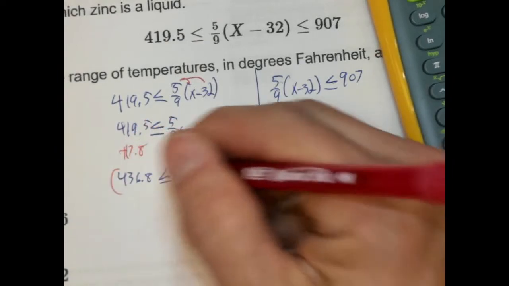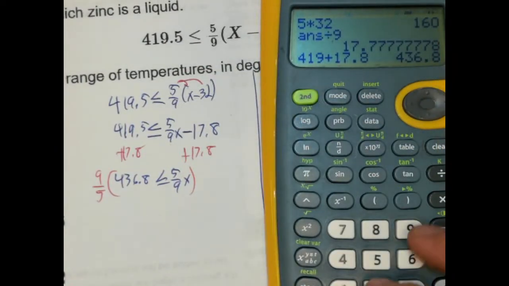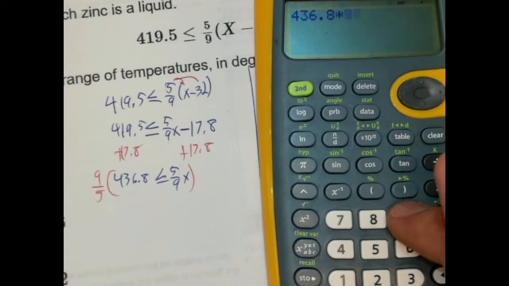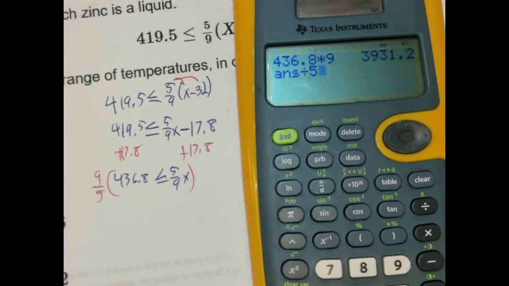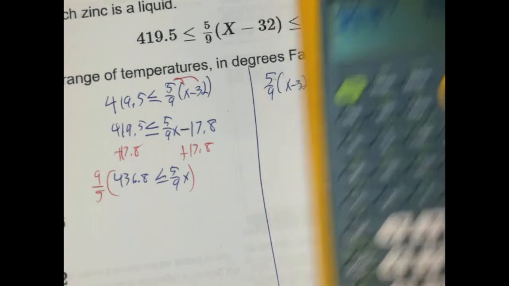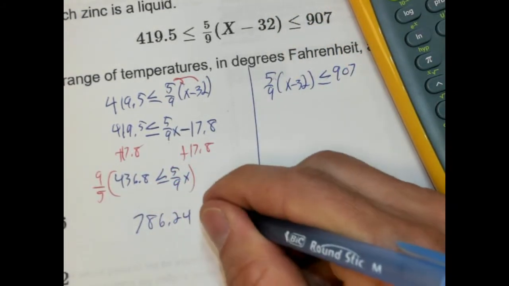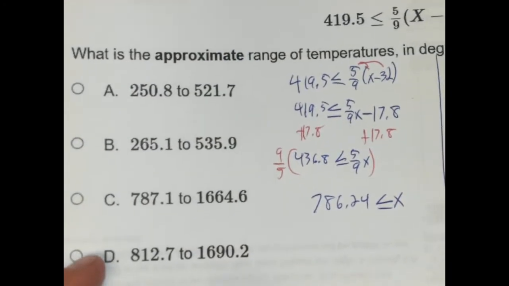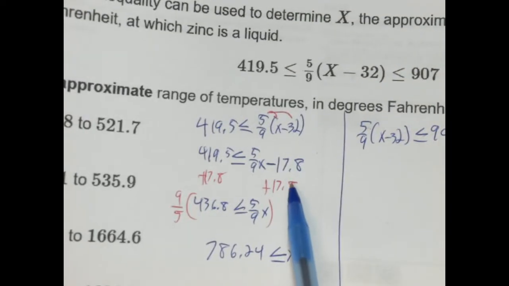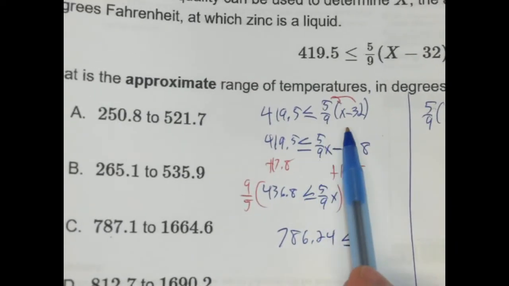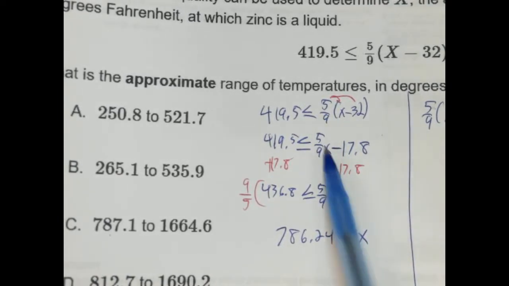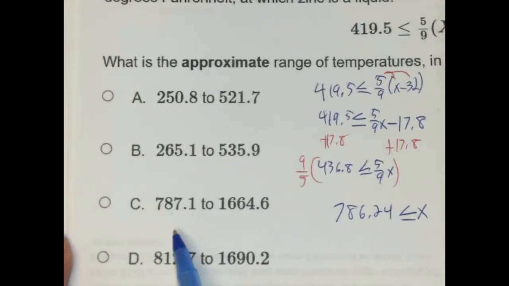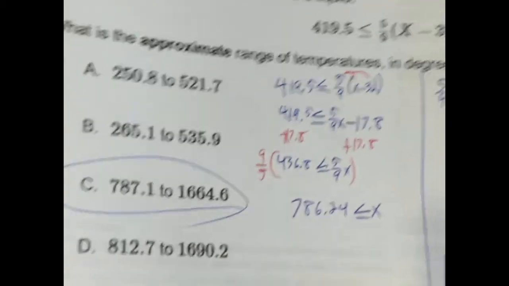And now we're going to multiply both sides by 9/5. So 436.8 times 9, and then divide by 5. 786.24. All right, so this is a little different than what it has in the options here because it's very, very close to 787.1. It's a little off because of me rounding this to 17.8, but that's to be expected. The way you could avoid that is if you multiply everything by 9 here, because it would get rid of this fraction. But anyway, this is close enough. And actually, you could stop here, because this is the minimum value, which is the only one that's close to this. So it's C, but let's just do the other side just so you can see what I'm talking about here.